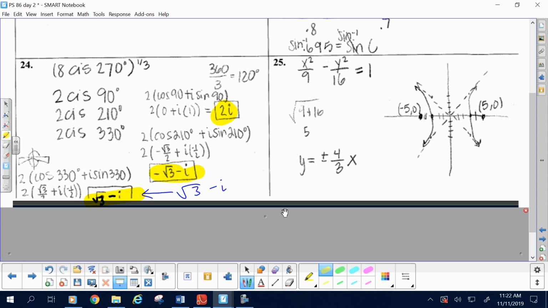How do you know if it opens side to side or up and down? If x is first, then it opens sideways. If y is first, it opens up and down.